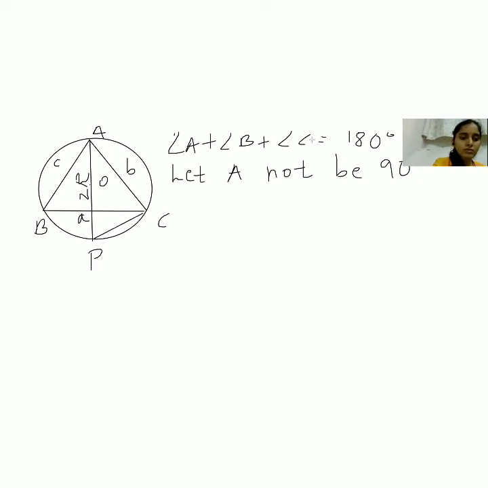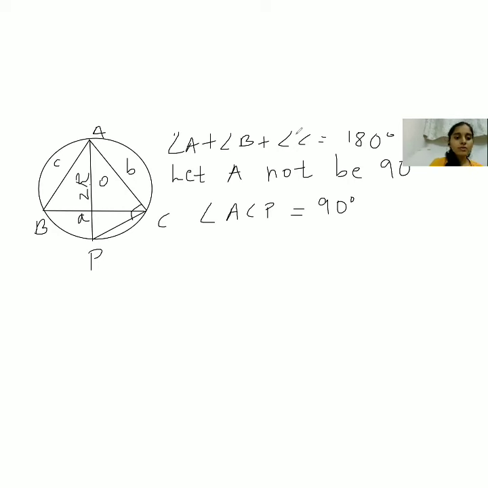So we have P to C joint. Now, what is the angle ACP equal to? Angle ACP is an angle inscribed in a semicircle, or angle subtended by a diameter. So angle ACP is equal to 90 degrees. So this will be 90 degrees, correct?